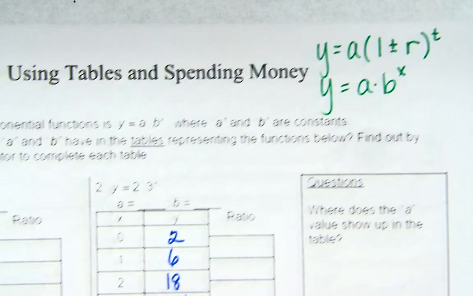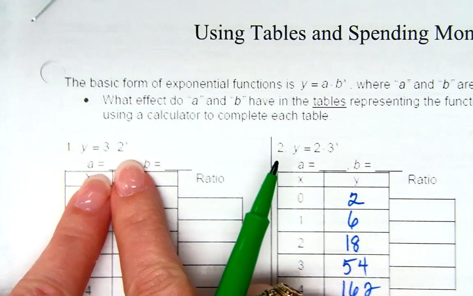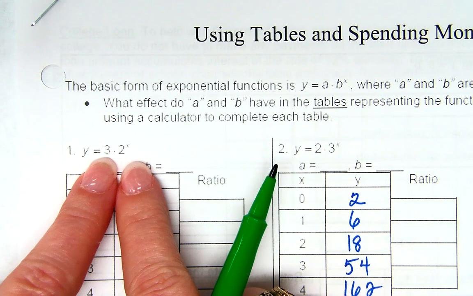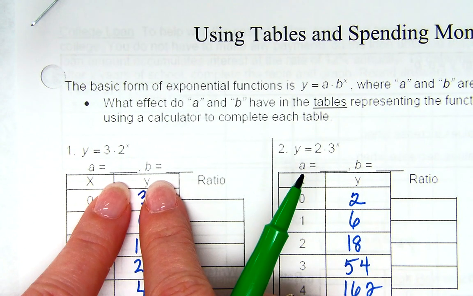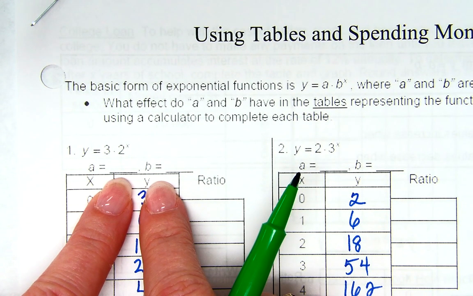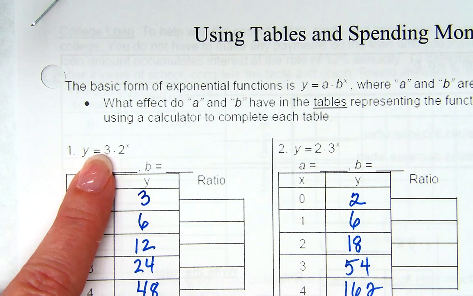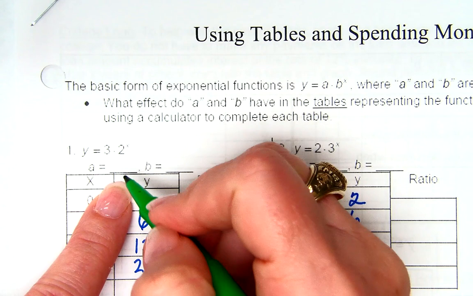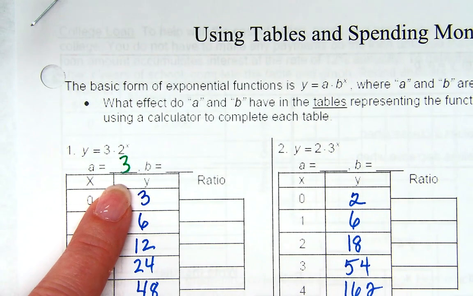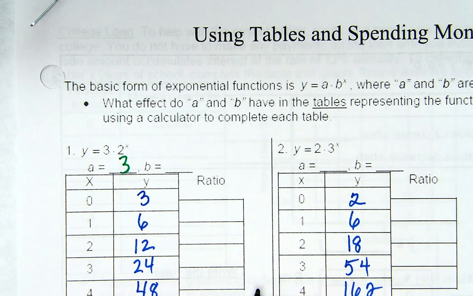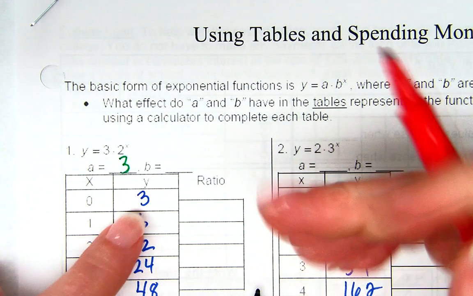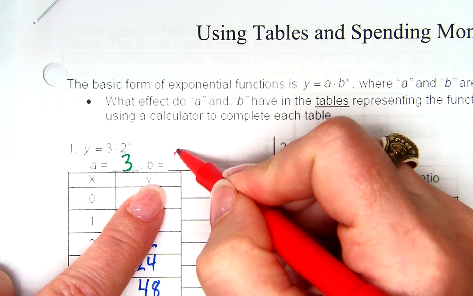Okay? Well, if it's a times b to the x and I tell you y equals 3 times 2 to the x, whose turn is it, by the way? Jake, can you tell me what a is for this problem? 3. And Clea, can you tell me what b is for this problem? 2. Okay.